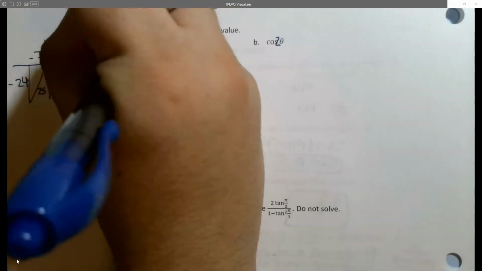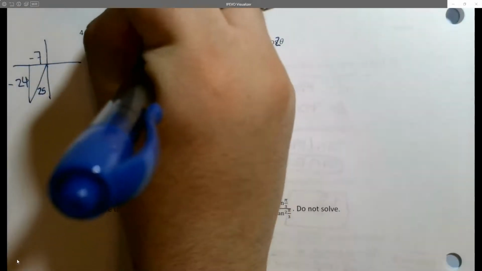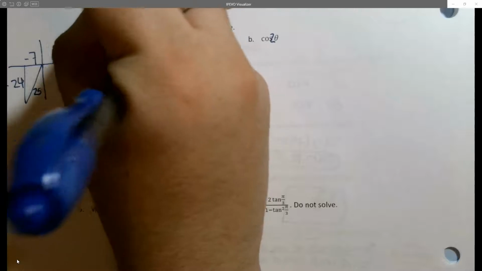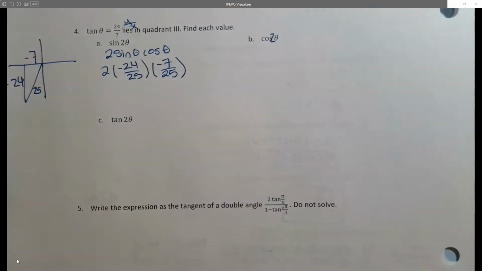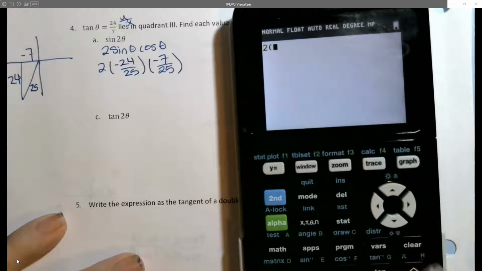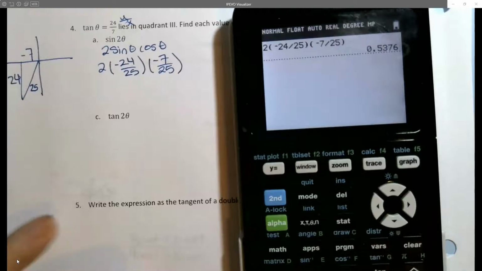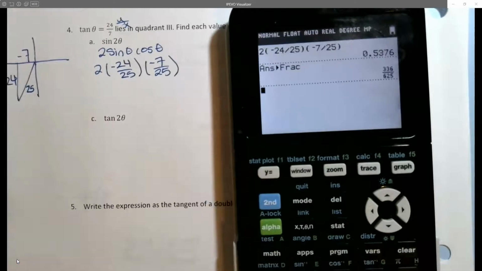This first one, the double angle formula, is 2 sine theta cosine theta. So I'm going to have the 2 out front. Sine of theta is negative 24 over 25. And cosine of theta is negative 7 over 25. Then I just want to type this into my calculator. Go to math fraction, and it gets me 336 over 625.